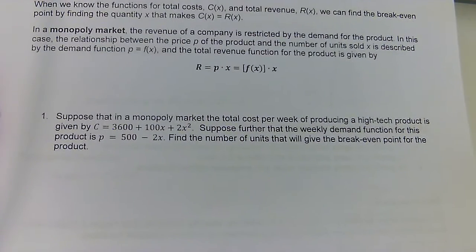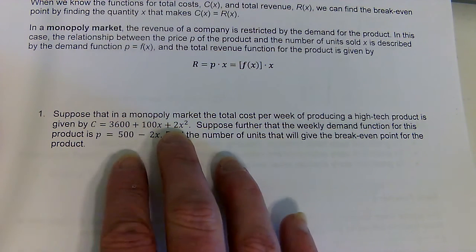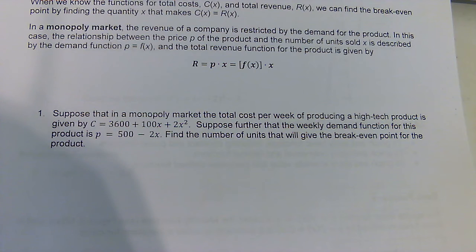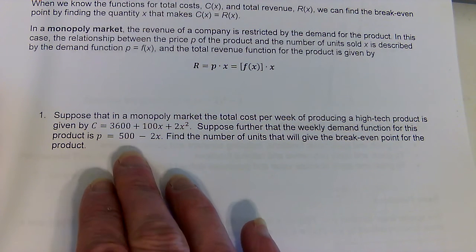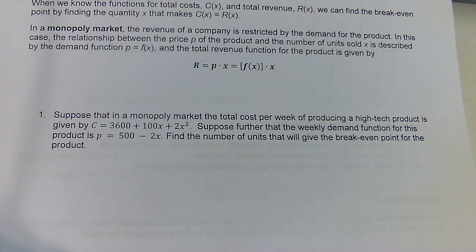So let's suppose that we have a monopoly market. The total cost per week of producing a high-tech product is given by this function. Suppose further that the weekly demand function for this product is given by 500 minus 2x. We want to find the number of units that will give us that break-even point. So we have our cost function. Awesome. We need our revenue function.